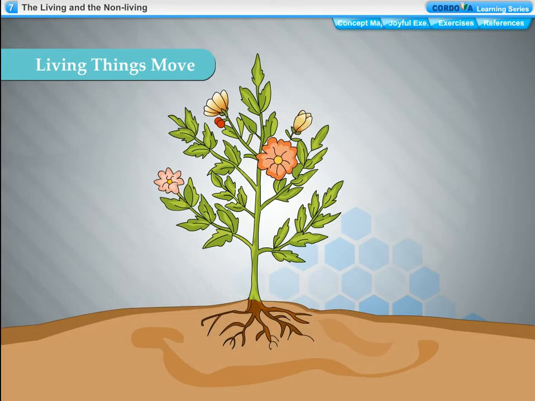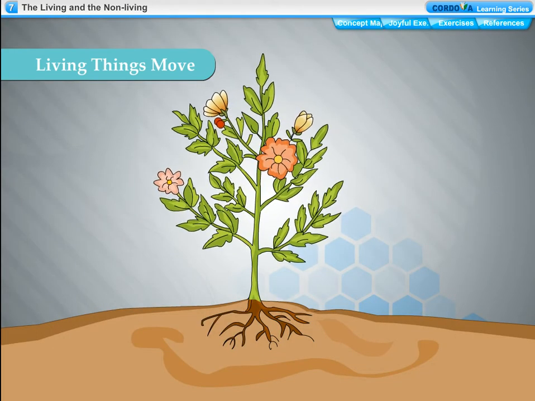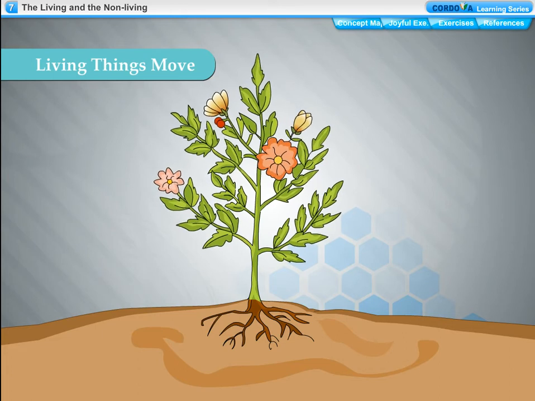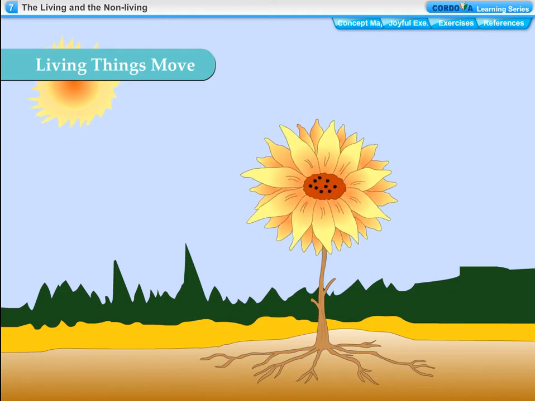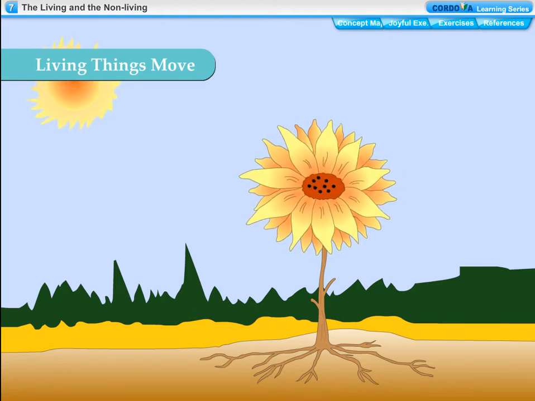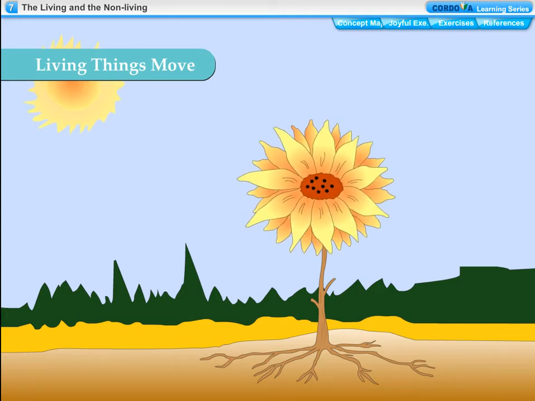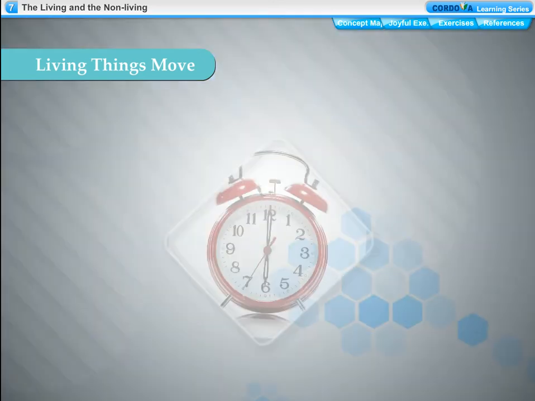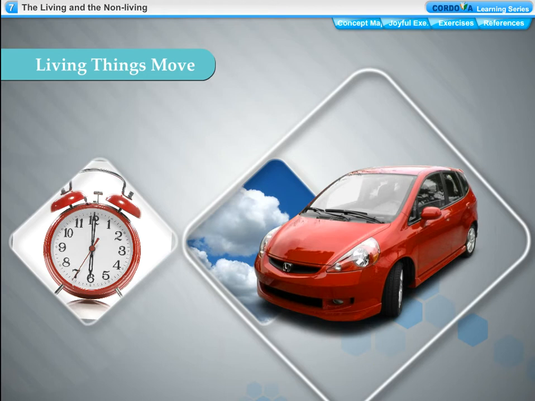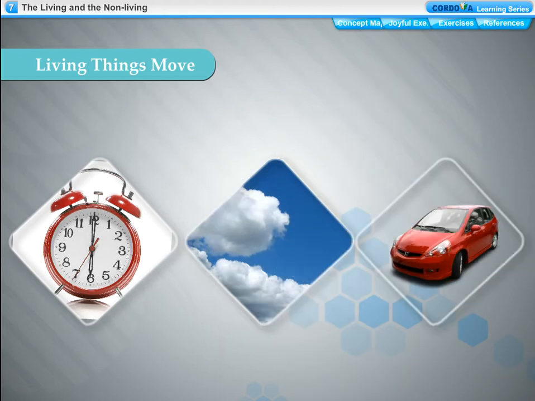Plants are fixed to the ground. They do not move from one place to another. Plants can only move their certain body parts like leaves. The sunflower always turns towards the sun. Touch-me-not plant closes its leaves on touching. Some non-living things like clocks, clouds, and cars also move. Their movement is different from movement in living things, as they move due to some external energy or force.